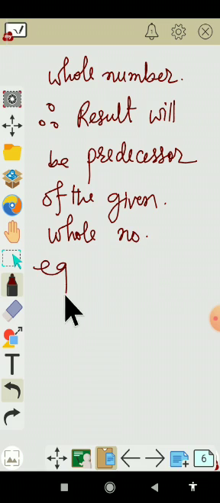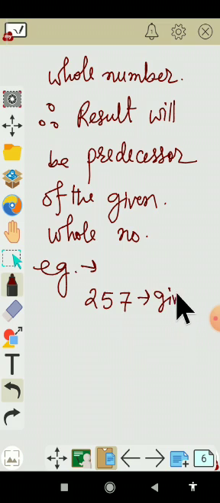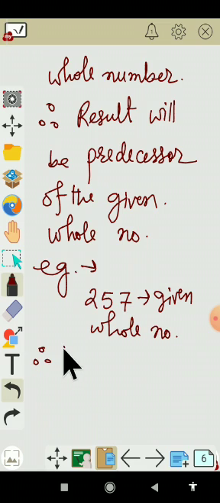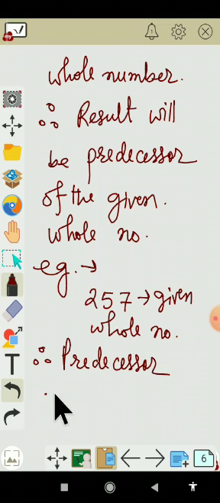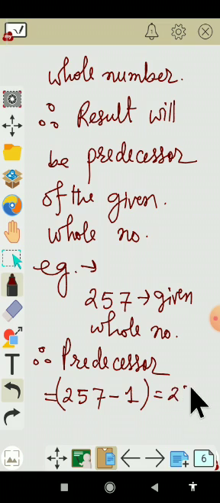Example, suppose 257 is a given whole number. So therefore the predecessor will be 257 minus 1 equal to 256. This is the answer.